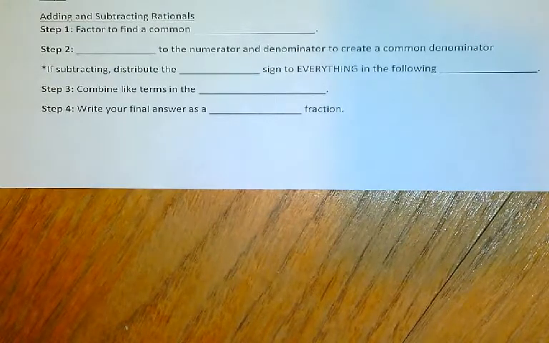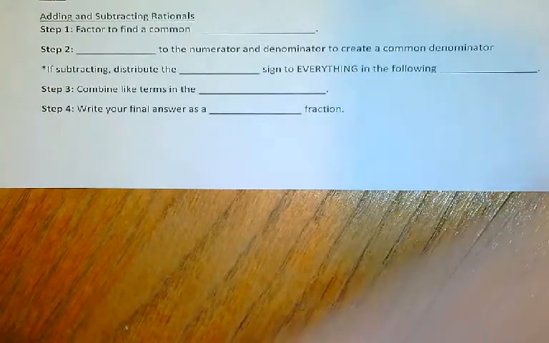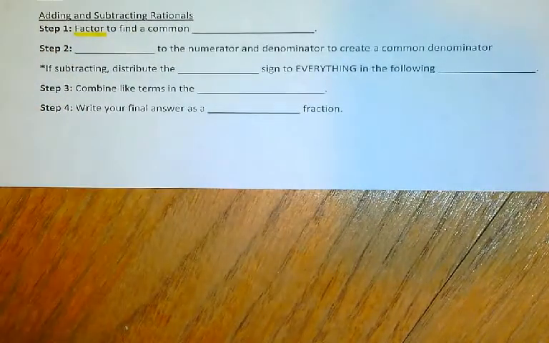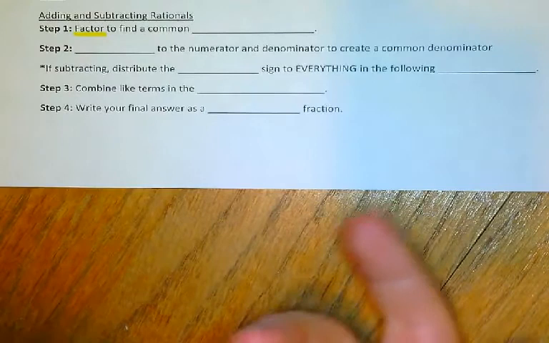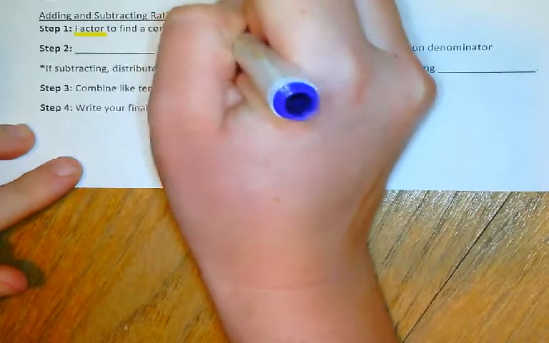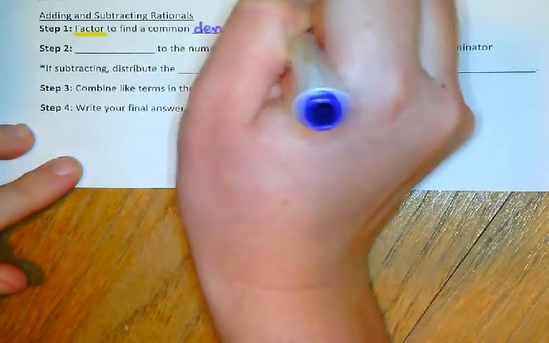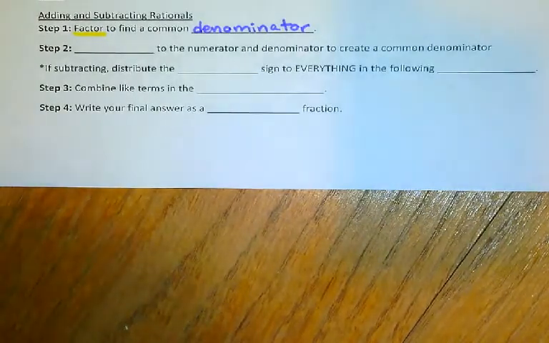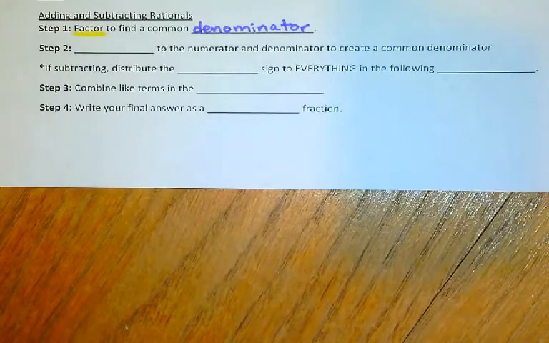And very first, you must have a common denominator in order to add or subtract rationals. So what that means is if you've got fractions that you're adding or subtracting, you may have to factor. Alright, if there's variables involved, you may have to factor to find a common denominator, meaning the values on the bottom of your fraction are the same. So factor to figure out what they have in common and what they need in order to be in common.